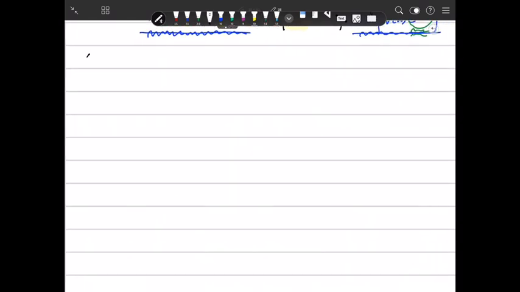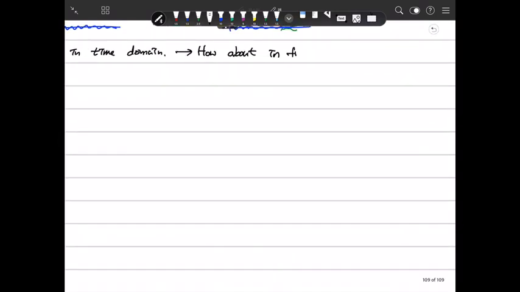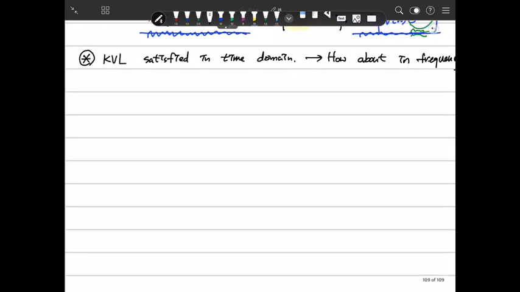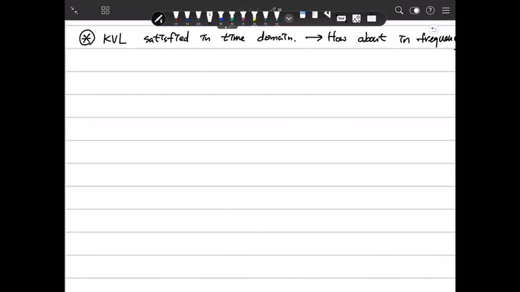The only laws of the electric circuit are KCL and KVL. KVL is satisfied in the time domain. But how about in the frequency domain, or in the phasor domain? That is the question we have to answer here.